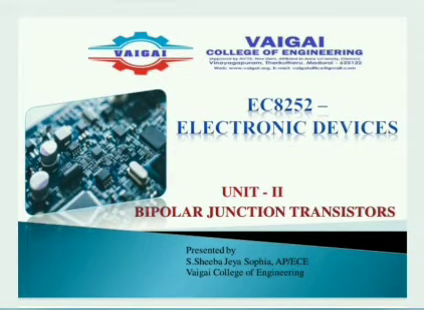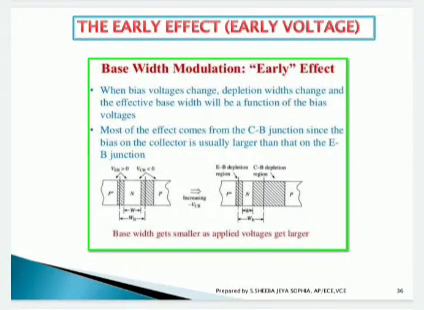Now we are going to discuss the electronic devices unit 2, bipolar junction transistors. In our previous session we discussed what is meant by a transistor, the types of transistors like NPN and PNP, and its operation of working. Now we are going to see another important topic, the early effect, early voltage.